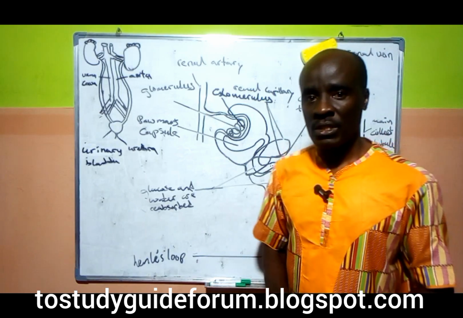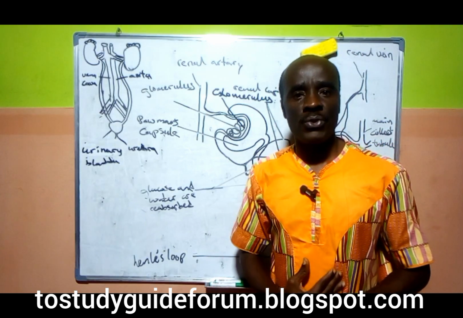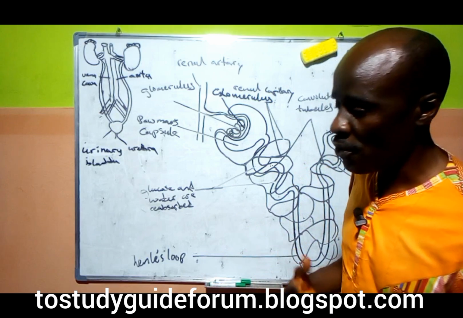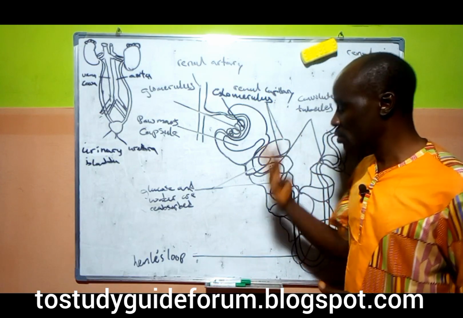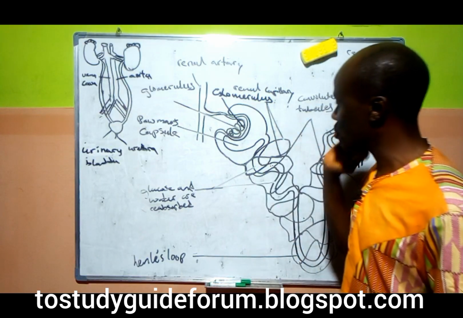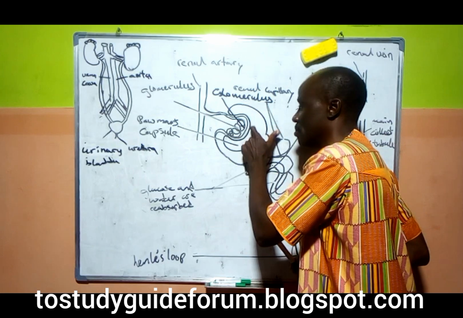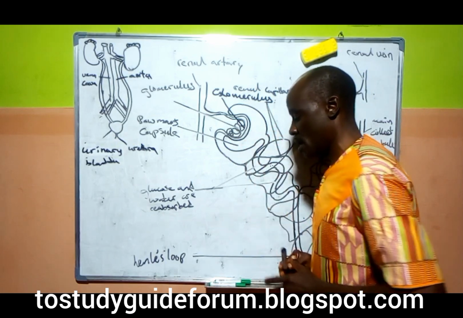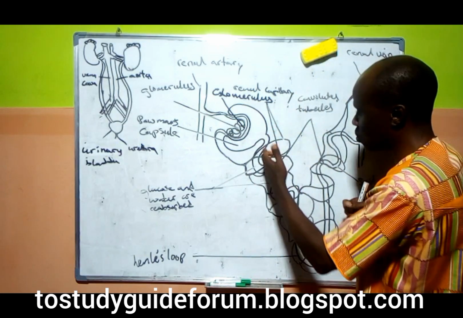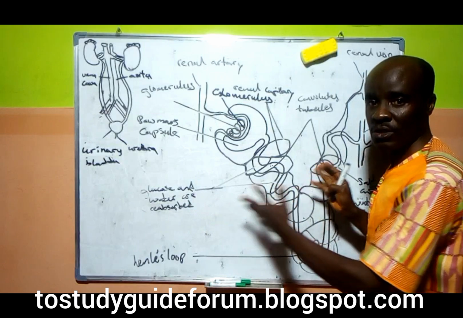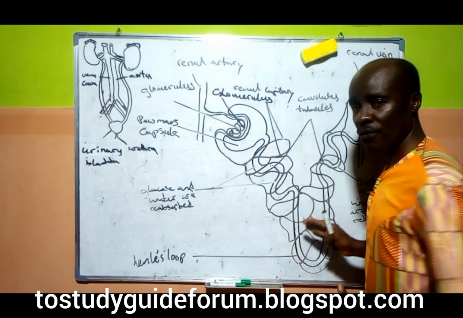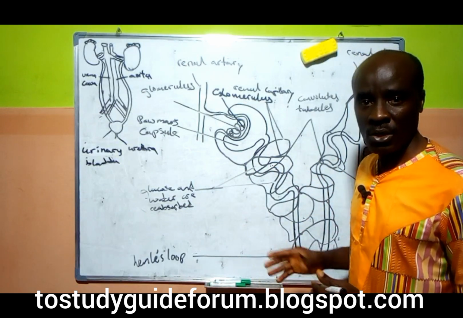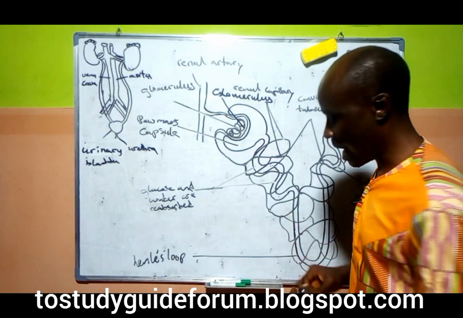Remember, in urine formation, there are three basic things you should note. We have what we call ultrafiltration, which takes place here. The other one is selective reabsorption, which is the reabsorption of important substances like glucose and water, as the case may be.